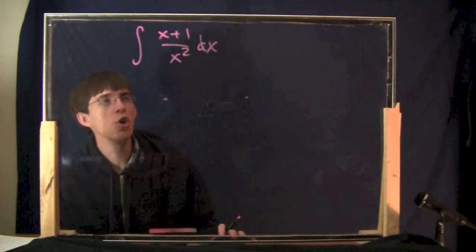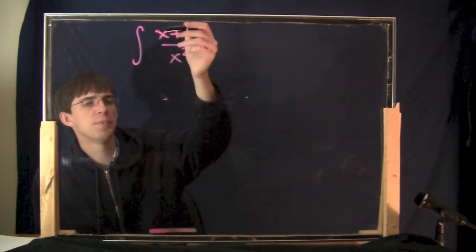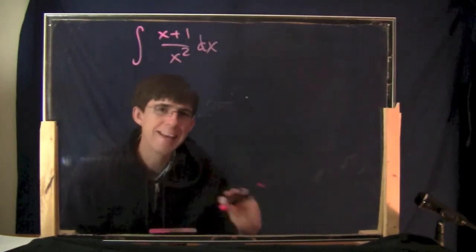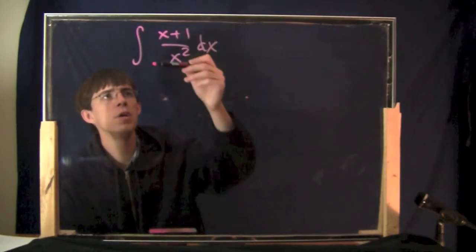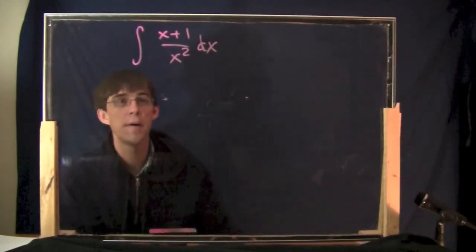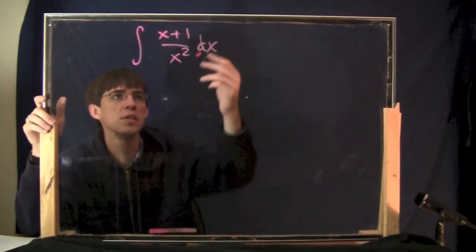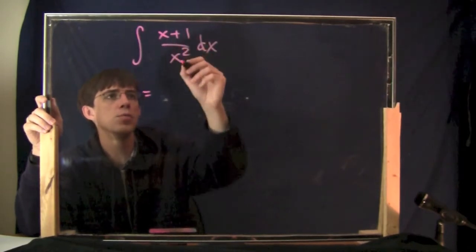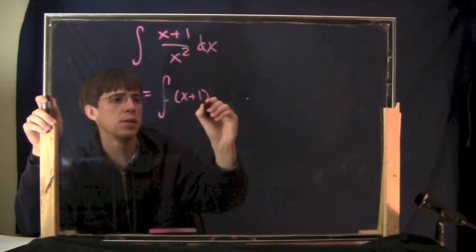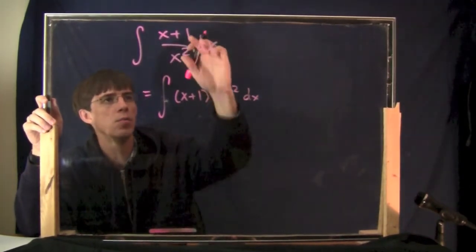You got to resist the urge. You might feel like, oh, can I just do the antiderivative of everything upstairs and then do the antiderivative of everything downstairs? The answer is no, you cannot do that. You have to somehow rewrite this fraction so that it looks like something that you do know how to take the antiderivative of. There's several ways that you could do this. Here's how I'm going to do it. Instead of over x squared, I'm going to write it as x plus 1 times x to the minus 2, because x to the minus 2 means 1 over x squared.